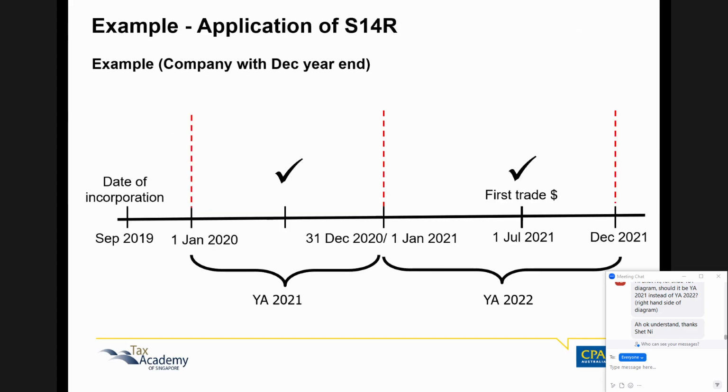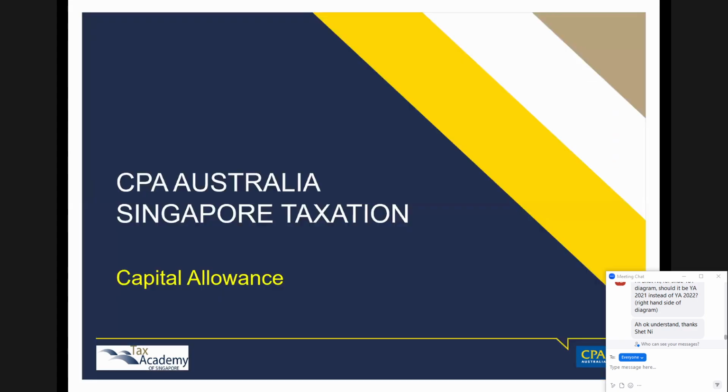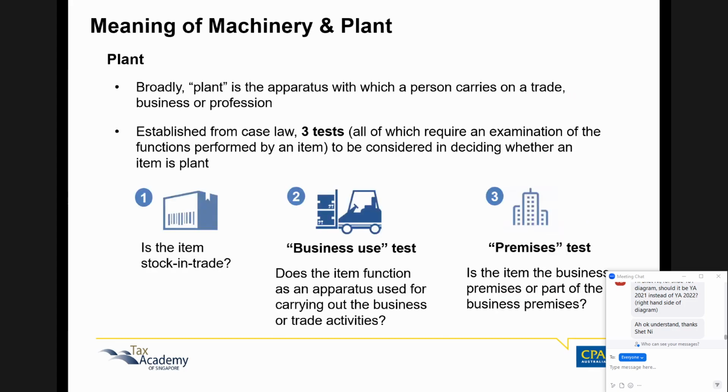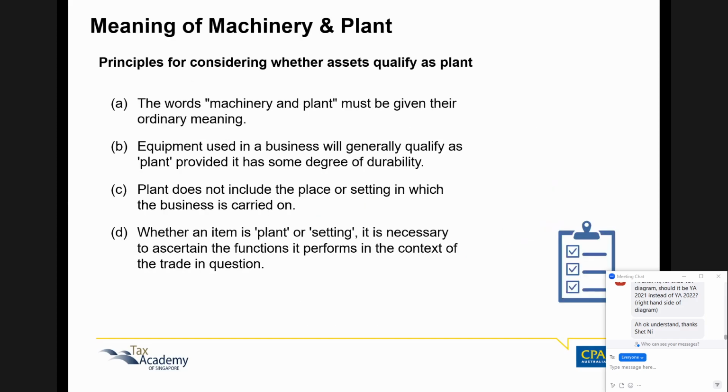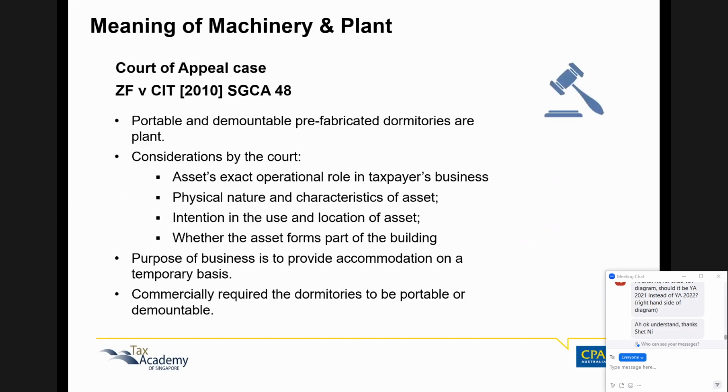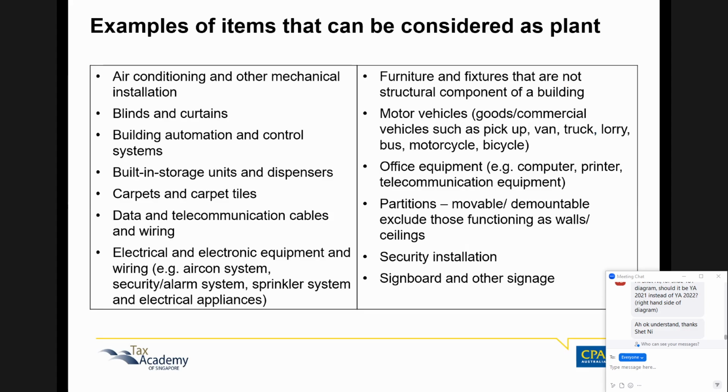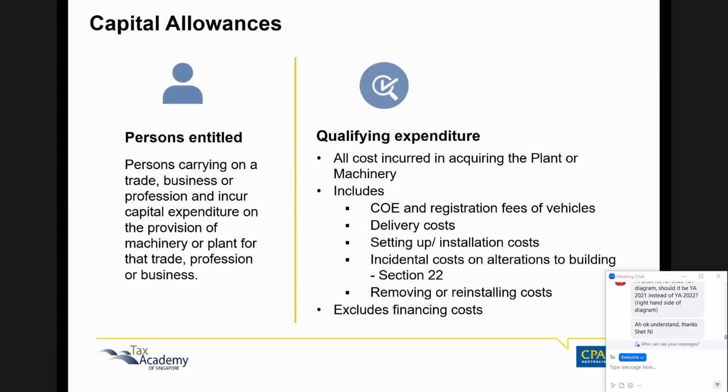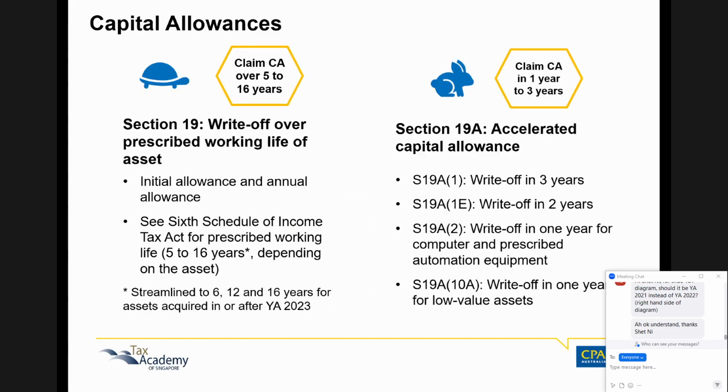Okay, supplementary slide. Part 2 CA, you definitely need to know, okay? But I won't tell you what is prime, what is premise and things like that. So examples quoted will be common types. So you need to know whether you can claim CA or not. Okay, so your qualifying expenditure, not just on the original cost, you need to look at whether there's any other cost they need to take into account. But remember, interest is not deductible as CA.